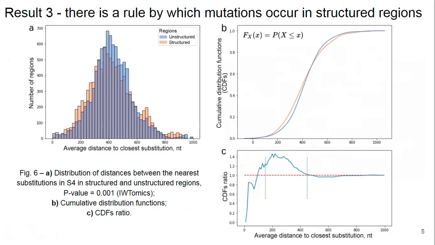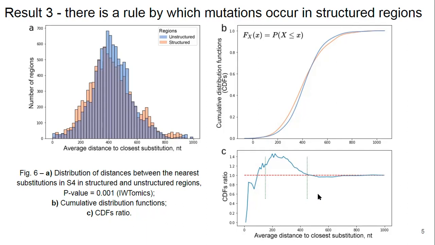Let's take a look at their distribution functions to study their relationship. Let's divide the distribution function of structured regions, orange line, by the CDF of unstructured ones, blue one. Figure C is this division. We observe a region of 200 to 400 nucleotides where structured regions predominate. This means that mutations in structured regions are more likely to occur 200 to 400 nucleotides from another mutation.